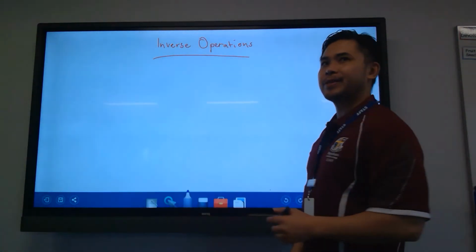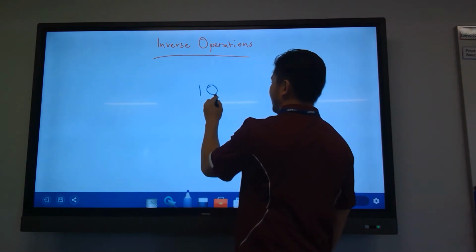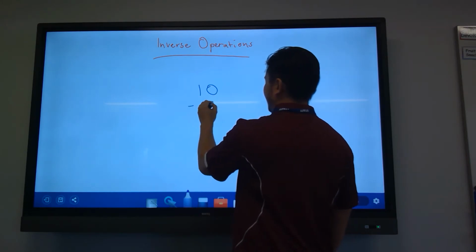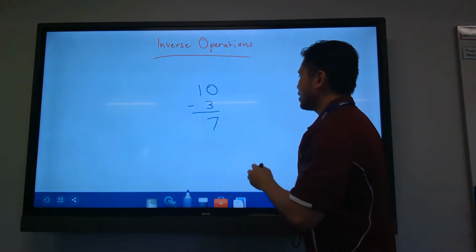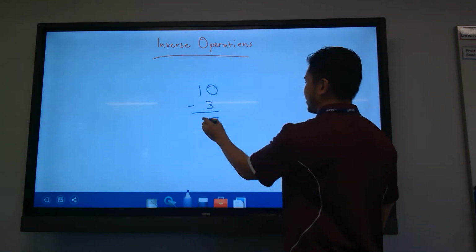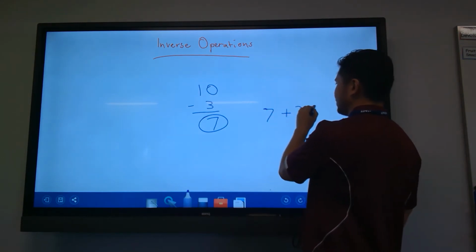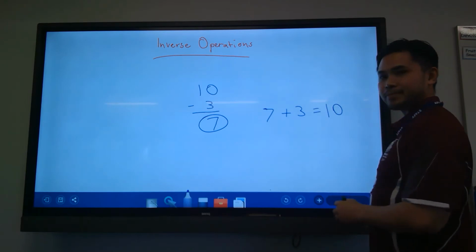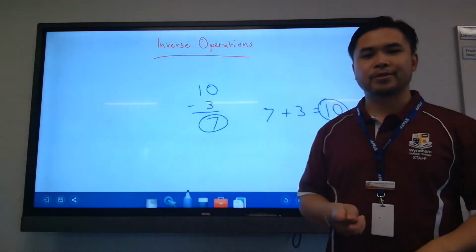Let's do an easy one. Let's say 10 minus 3. We all know that's 7, yeah? Now let's take the answer. 7 plus 3 equals 10. See? It's just a fancy way of checking that you've got the right answer.